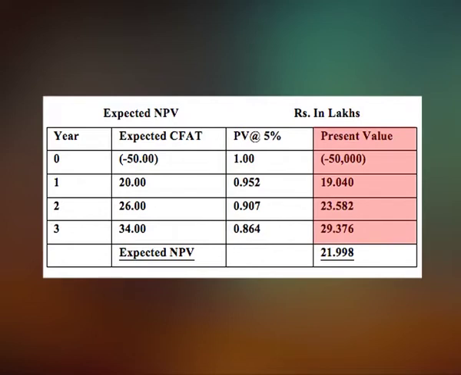Now, the present value is calculated as minus 50,000 for year 0, for the first year it is 19.040, for the second year it is 23.582 and for the third year it is 29.376. So, the total expected net present value will be 21,998. Now, second, we will find the calculation of standard deviation for each year.